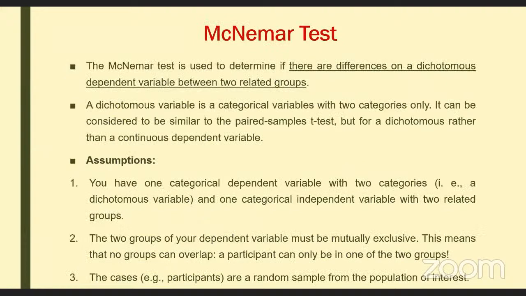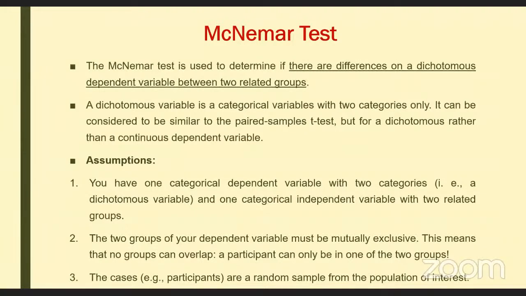Then the McNemar test is used to determine if there are differences on a dichotomous dependent variable between two related groups. Dichotomous means what? Yes, no, or positive, negative, present, absent, it is like that. Mainly for categorical data variables, we go for the McNemar test, dichotomous.